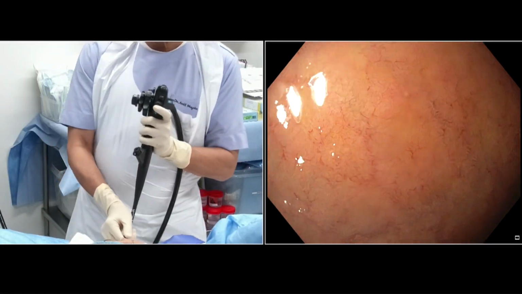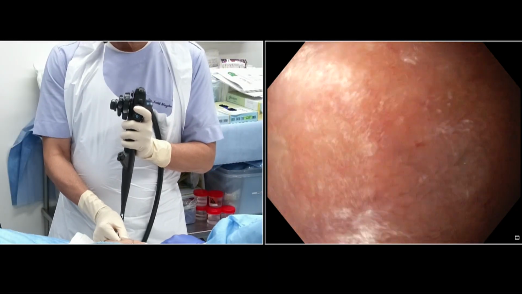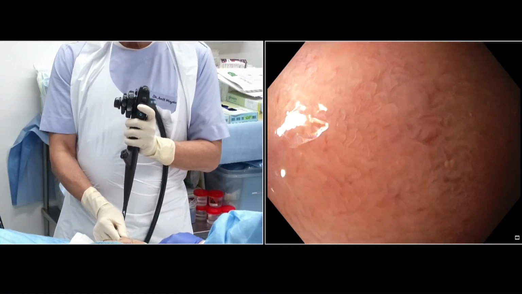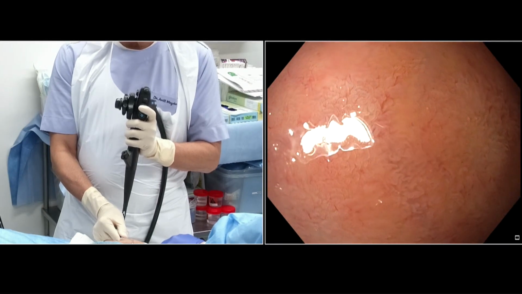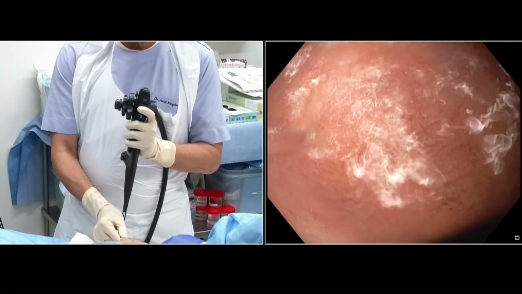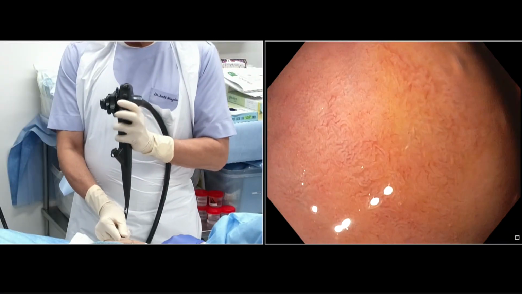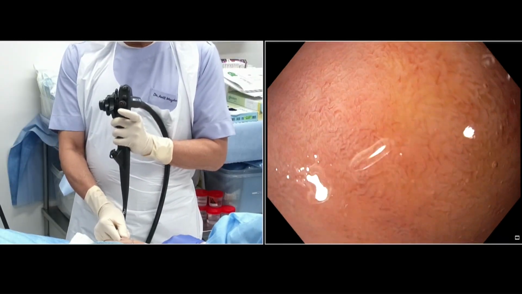Now if you were to inspect the lining of the duodenum, you can see these are duodenal villi. This is not a flat lining like the stomach. You can see almost like a villus pattern here. But once I have entered the duodenal bulb, how to enter the second part of the duodenum?